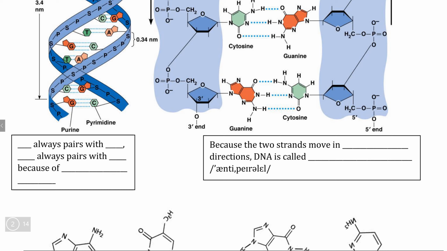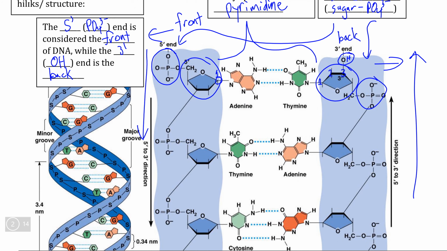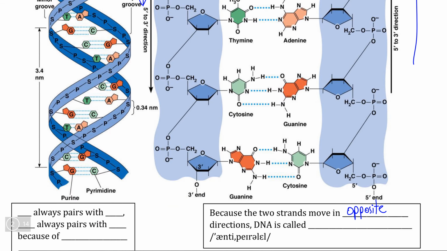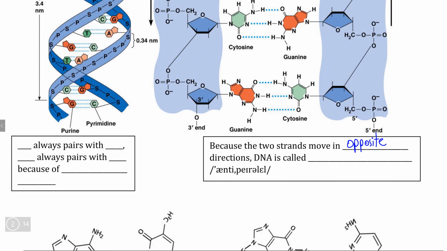Now, because the two strands are read in opposite directions, because the front of one end and the back of the other end are actually on the same side, we say that DNA is an anti-parallel molecule. So remember from mathematics that the word parallel refers to two lines that will never directly touch one another or never intersect.